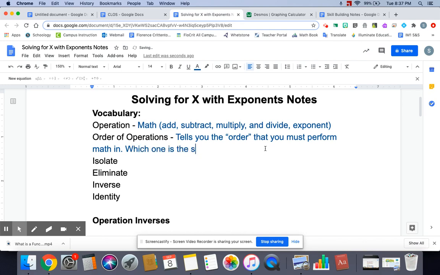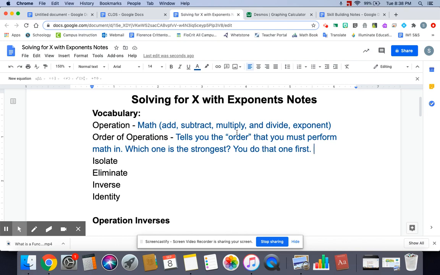Which one is the strongest? You do that one first. Then the next strongest, you do that next. You follow the order of operations, and those are the rules that you have to follow, and you always have to do math in the order of operations. And we will talk about those.